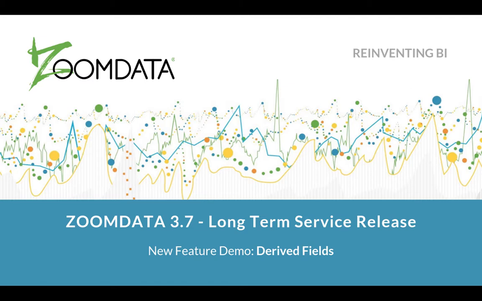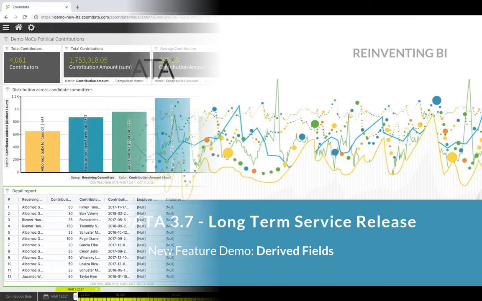Welcome back. Derived fields were available in Zoomdata version 2.6 as an administrator-only feature, which means that administrators could define new fields for end users when they were defining their data sources. What's new in Zoomdata version 3.7 is that business users can dynamically create their own derived fields as they work on their dashboards. So that's what we're going to take a look at here.